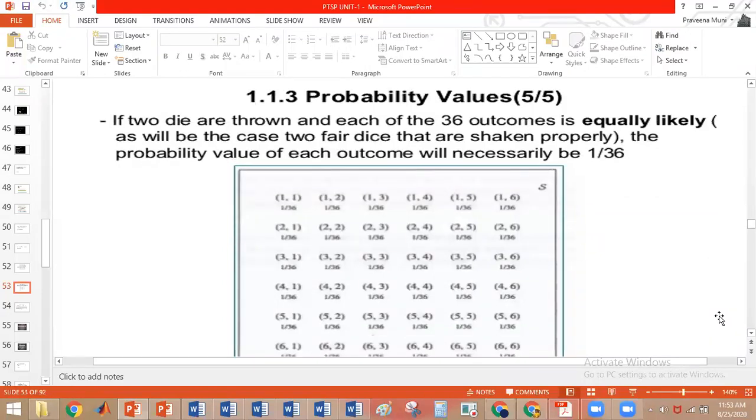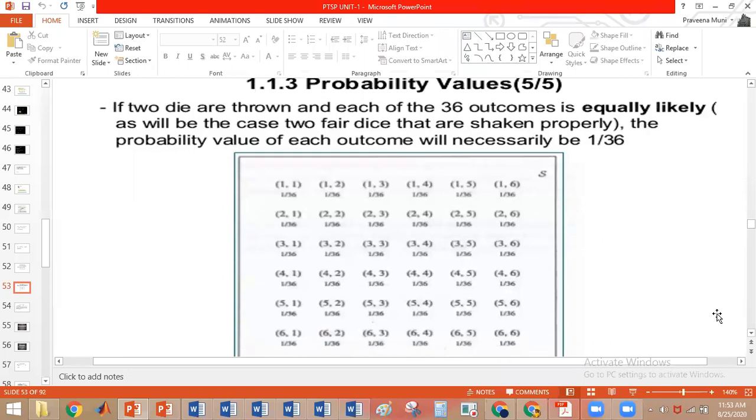When two dice are thrown, each of the 36 outcomes is equally likely, and this will be the case for two dice that are shaken properly. So when you want equally likely outcomes, you have to shake it properly. This type of cheating we do when we are playing a game: whichever number we want, we keep that side and throw slowly so that the number we want occurs.